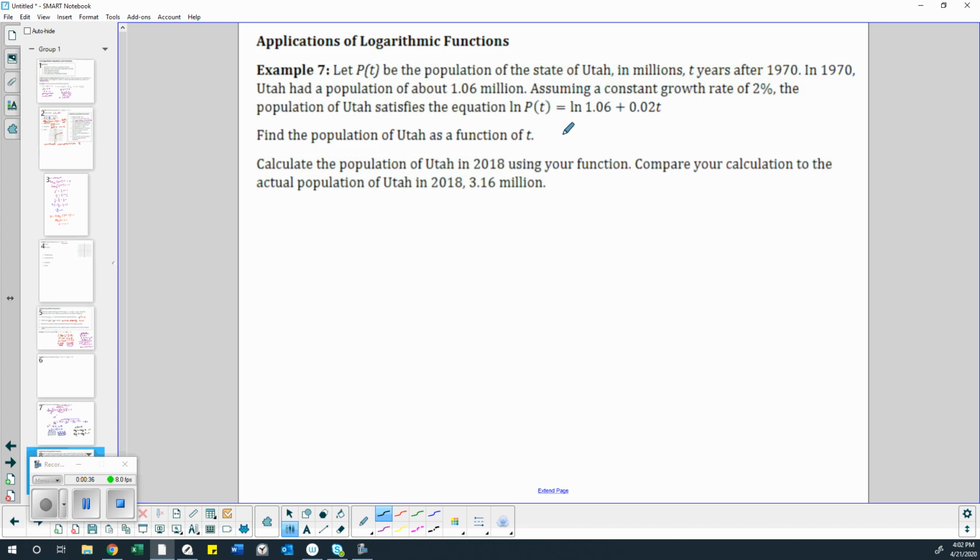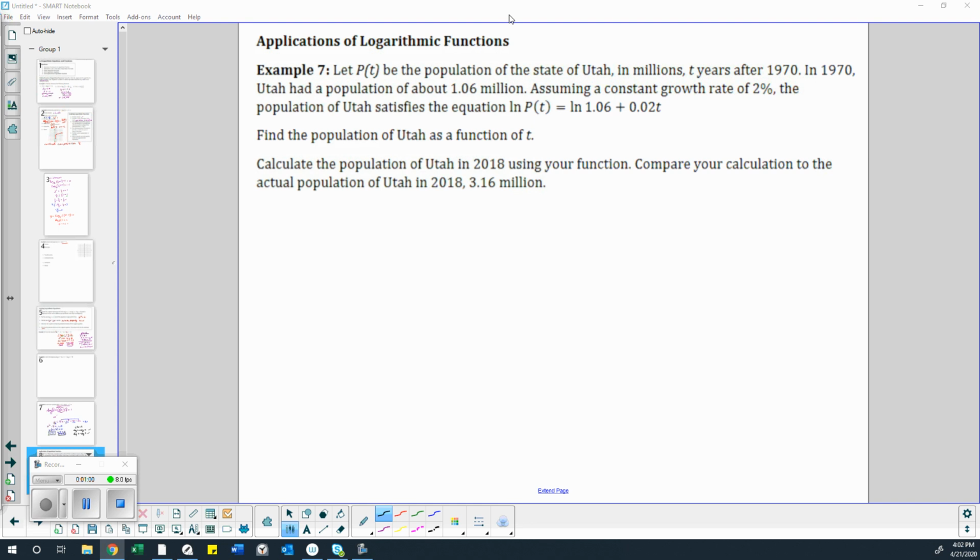Calculate the population in 2018 using your function. Compare your calculation to the actual population in Utah in 2018, which is 3.16 million. All right, so we are going to start by making sure we just have a single logarithm on each side.